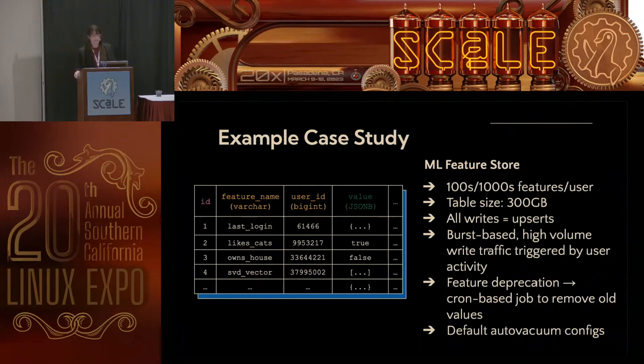So let's say that we have hundreds or thousands of features per user, and we have this table here where we have a feature name, something like last login, owns house, whatever, and then a user ID related to that feature and the value that user has.